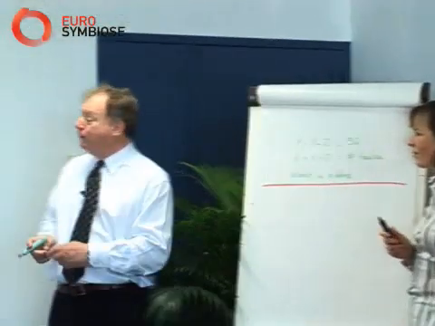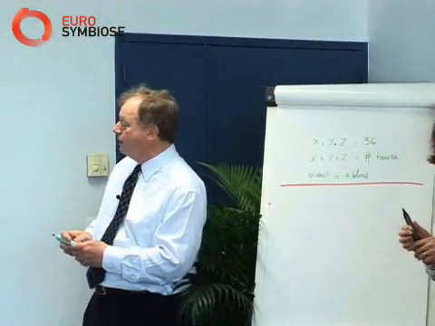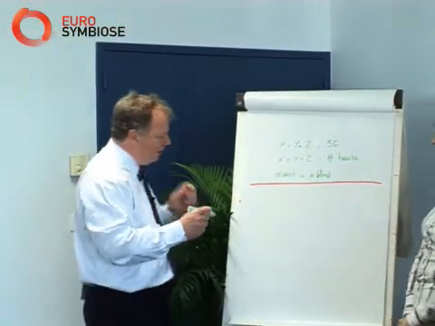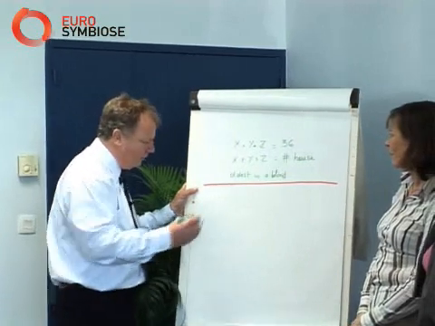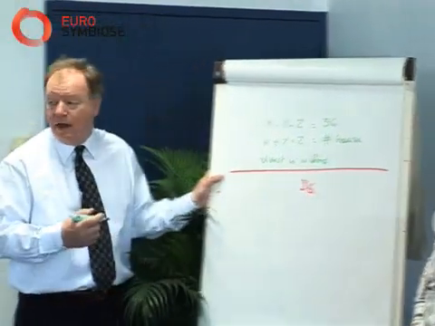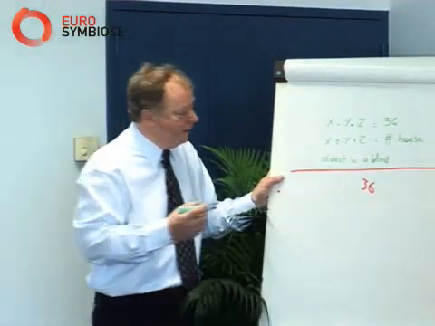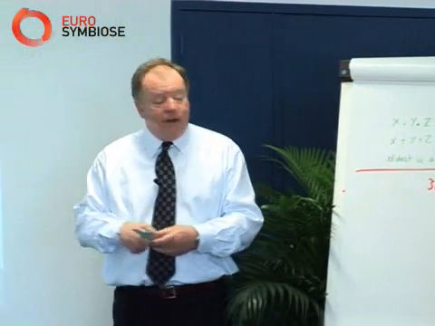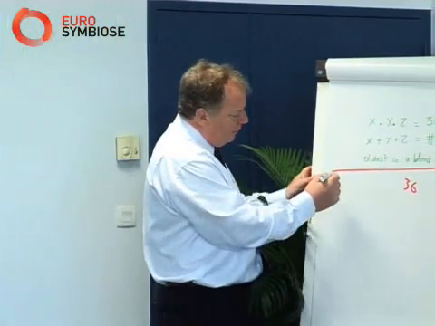What do we know? What's the first thing we know? The product of their ages is 36. Le produit de leur âge est égal à 36. Alors, qu'est-ce qu'on peut dire? X by Y by Z equal to 36. What are the factors of 36? Quels sont les facteurs de 36?